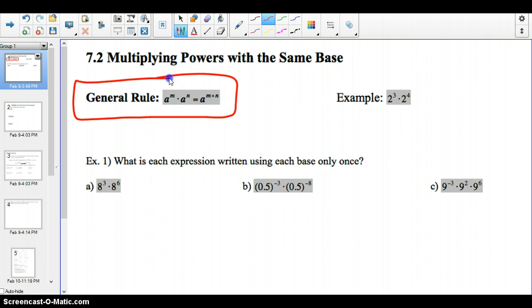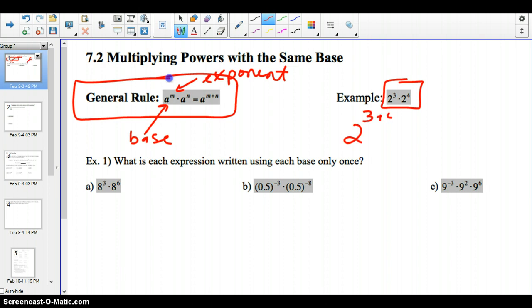If you have a to the m times a to the n, then this must equal a to the m plus n. So this part here is called the base, and this part here is the exponent. So if they have the same base and you're multiplying two numbers, then you can add the exponents. So for example, 2 to the third times 2 to the fourth is just 2 to the 3 plus 4, which is the same thing as 2 to the seventh.